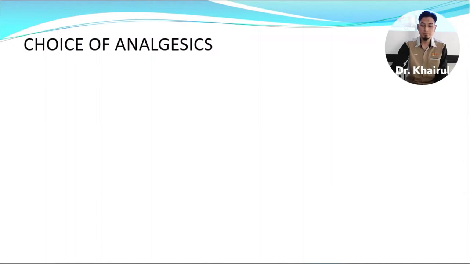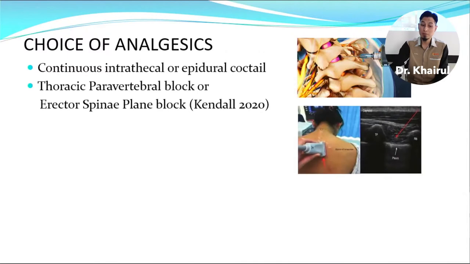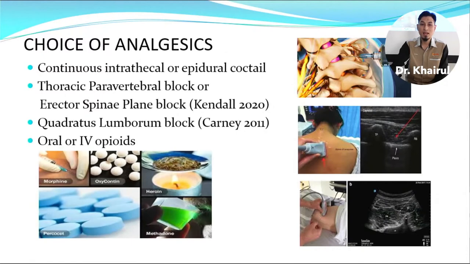If postoperative or perioperative pain stimulations are predominantly transmitted via the autonomic nervous system, the choices of analgesic management are, the first one, continuous central neuraxial blockade, such as the intrathecal or epidural cocktail. We can perform thoracic paravertebral block or erector spinae plane block, as explained by Kendall in his meta-analysis. Quadratus lumborum block, as explained by Carney in his review article in 2011. And lastly, oral or IV opioids. However, in this webinar, we are more focused towards the performance of regional anesthesia.